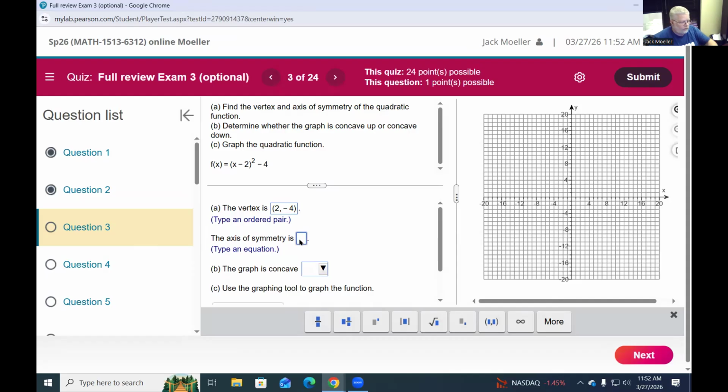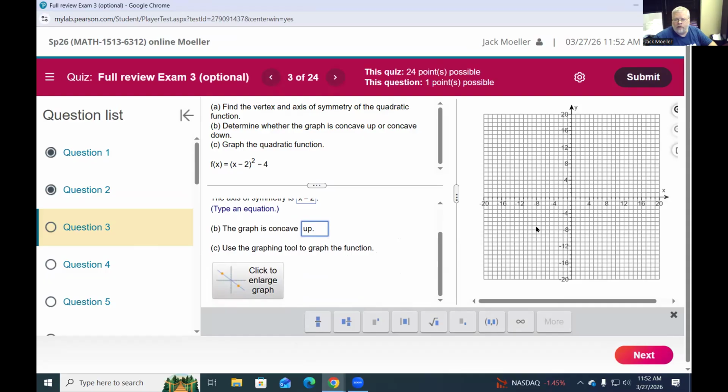Axis of symmetry: if you don't put that x equals, MATLAB and I will both count that wrong, because it's not a vertical line without the x equals. But we said that's concave up because there's a positive in front of the x squared. Okay, and so now to graph it, you could click on the graph itself.